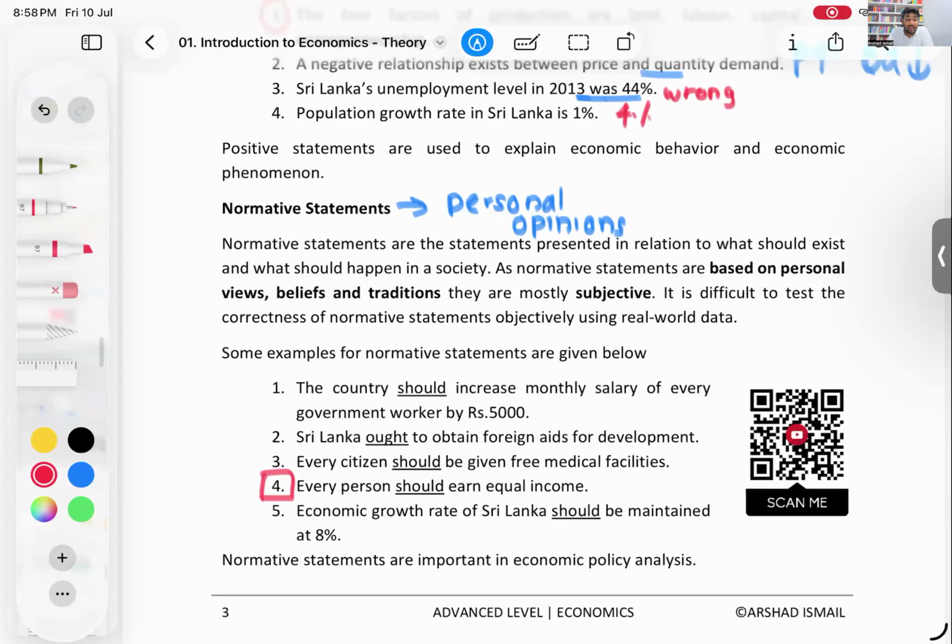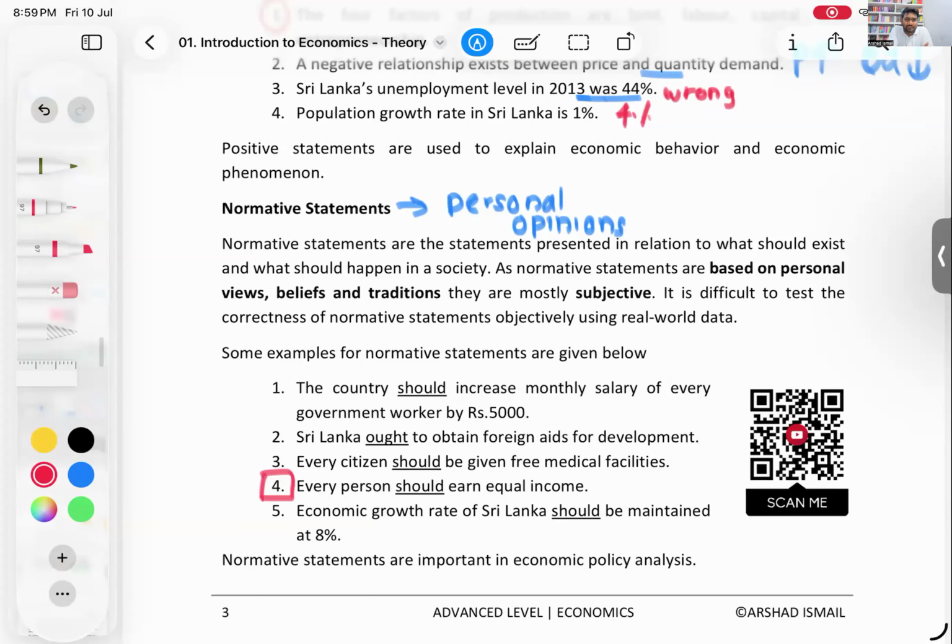Now, let's say there is a debate going on in the parliament. On one side, Anura Kumara is there. On the other side, Sajith, then let's say Mahinda is also there. Anura is coming and saying everyone should not earn an equal income. Sajith is coming and saying, no, they should earn equally. So can you give me what you think?